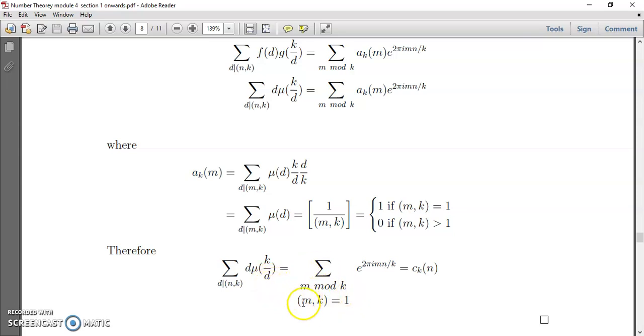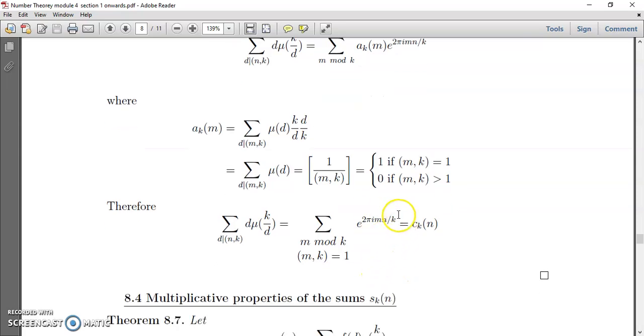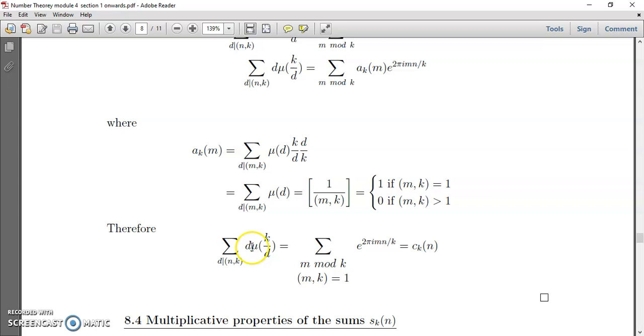When GCD of m and k is 1, this summation reduces, the a_k(m) will vanish and it will become 1. So that term is not there. Now the remaining part is e raised to 2 pi i mn by k, and clearly we know this will be nothing but the nth power of the primitive kth roots of unity. So this is by definition c_k(n). Thus we have proved the theorem.